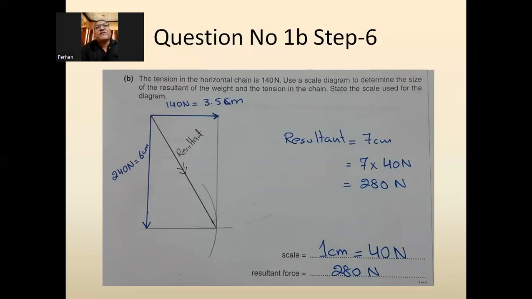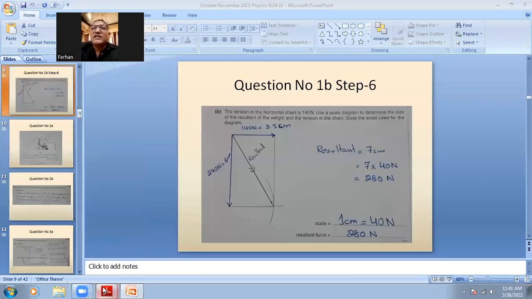Measure it with the help of the scale. I have measured it. It is 7 centimeter. So 1 centimeter represents 40 newtons. So 7 centimeter will mean 280 newtons. So the resultant force is 280 Newton, and we are done with this question. So that was the question number 1. I hope that you have understood how we have found the resultant.